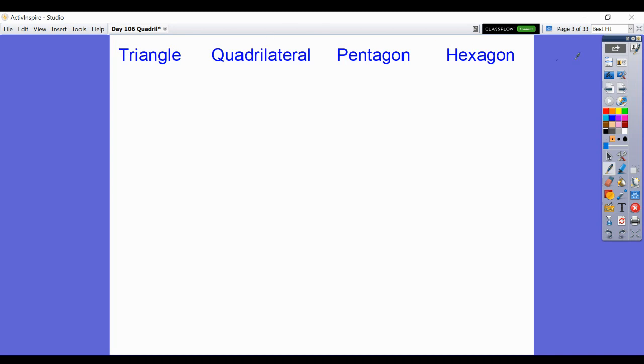A triangle, a quadrilateral, a pentagon, and a hexagon. A triangle has three sides. Tri meaning three. A quadrilateral has four sides. Quad meaning four. A pentagon has five sides. Pent, five. Hex, six. Kind of looks like six. Not really, but X and X. Hexagon, sixagon. That's the way I always remembered it. Hexagon, sixagon. Six sides.